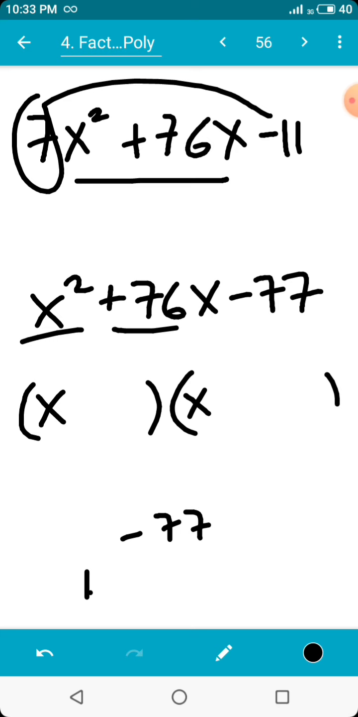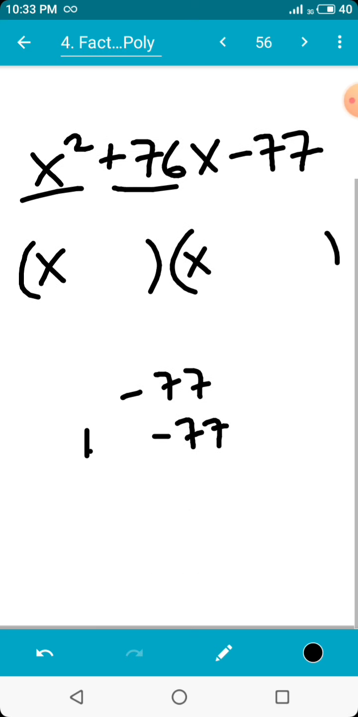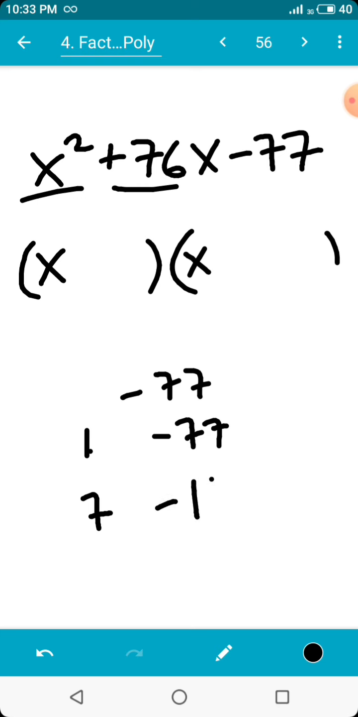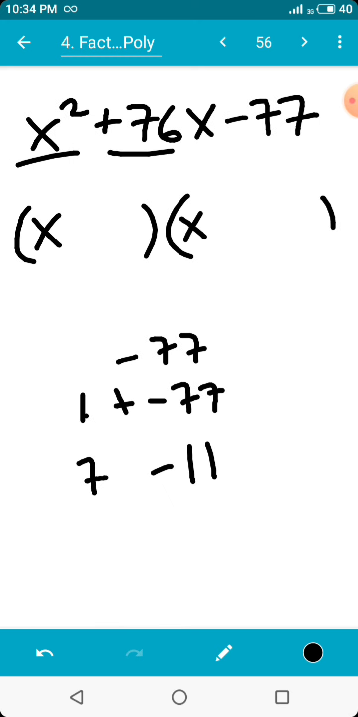So, meron tayong 1 and negative 77. And, meron pa ba? 7 and negative 11. Okay? Now, add muna natin. Tingnan natin kung makakuha tayo ng positive 76. So, dito, 1 plus negative 77, that is negative 76. Ito naman, 7 plus negative 11, that is negative 4. Okay? So, walang lumabas na positive 76.